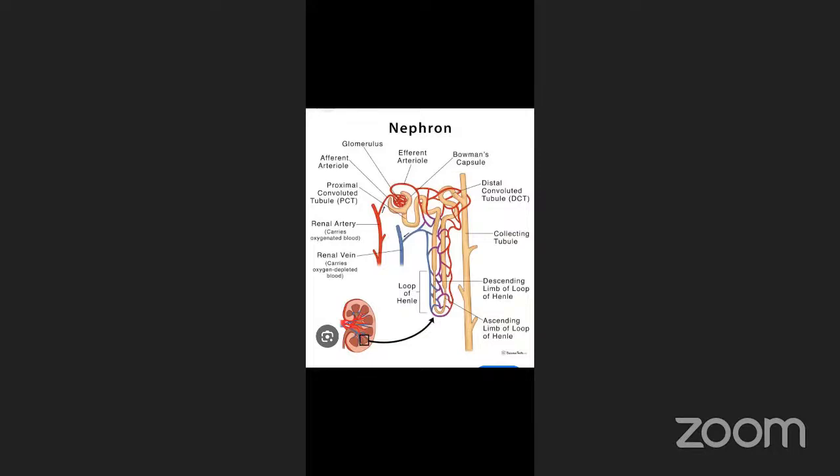Now coming back to the structure. Yes, Benjamin, you're asking how I can show diagrams of animals' different habitats. I will only show you how the structure of the parts of the kidney will be modified dependent on the habitat of that particular organism.